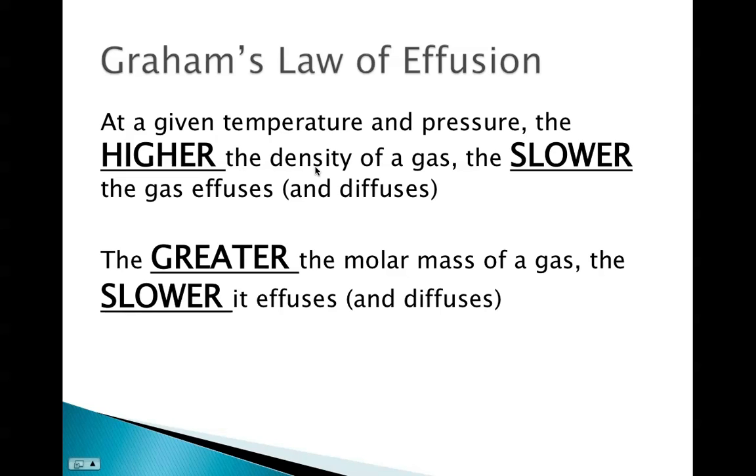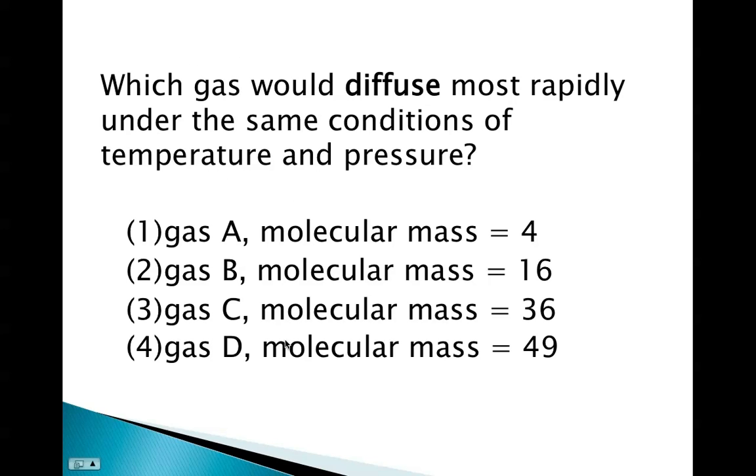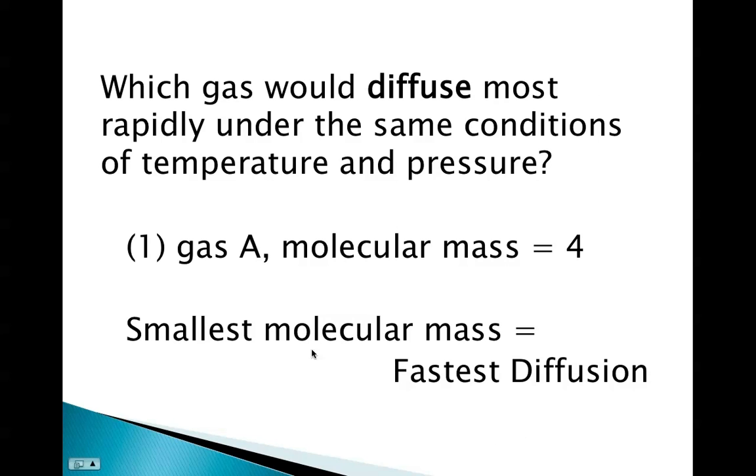Density is a little bit hard to use with a gas because it changes so vastly with temperature and pressure changes. So we usually like to look at this with our molar masses. The greater the molar mass, the slower it's going to be able to effuse through that barrier. So we first could just have a simple multiple choice question: which gas would diffuse or effuse most rapidly? If we're talking about it effusing most rapidly, then we're looking for the one with the smallest molecular mass, which in this case would be gas A.